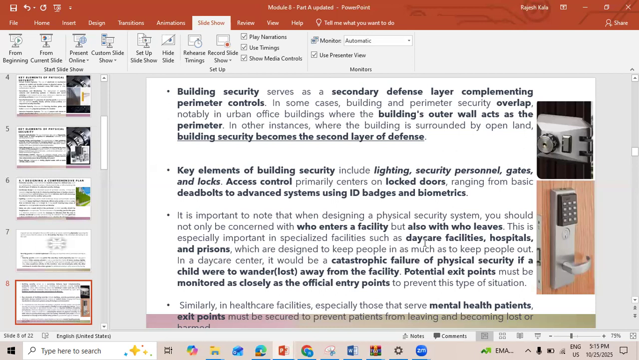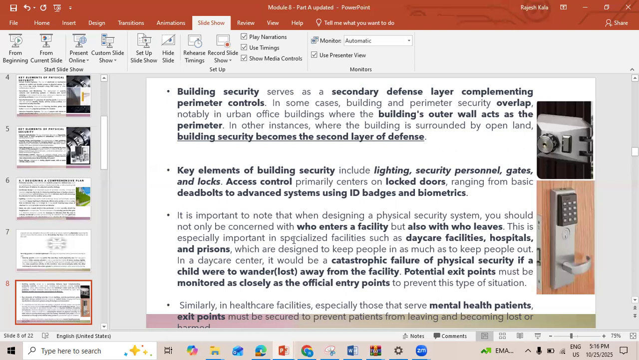The kids cannot exit without anyone's notice, and if they exit without anyone's notice, they may go onto the road and the kids may be in danger. That's why every entry point and exit point should be secured and monitored. Whoever is leaving that daycare center, the kids should be monitored. They should not be allowed out. That exit point should always be monitored and protected.